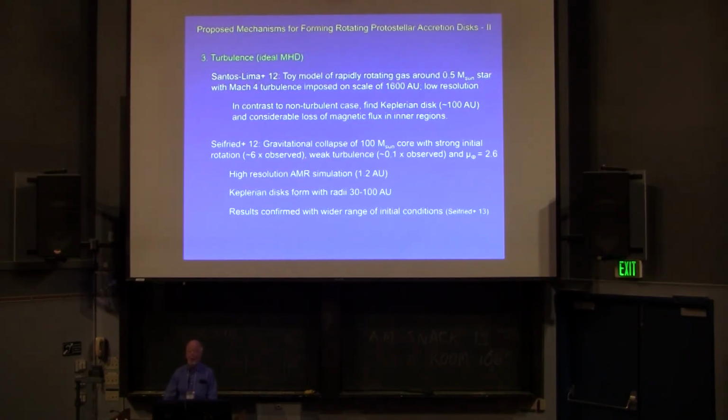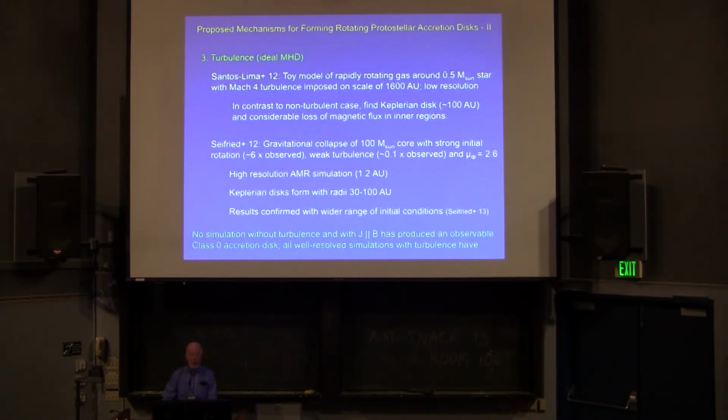So Seifried and company have written a couple of papers, and they have found similar results. They considered the gravitational collapse of a 100 solar mass core. They put on a strong initial rotation in order to make it easier to form a disk. They had weak turbulence, and they start off with a mass to flux ratio less than 3. So they did a very high resolution AMR simulation with a resolution of 1.2 AU, and they found that they got Keplerian disks with radii between 30 and 100 AU. And in the more recent paper, they confirmed this basic result with a wide range of initial conditions.